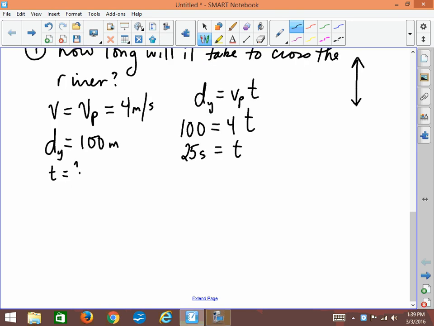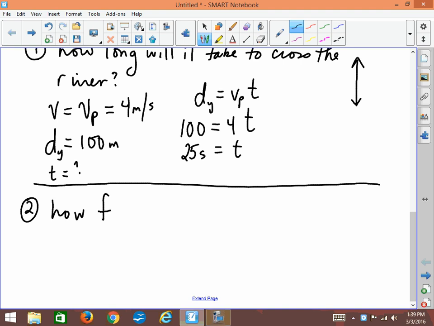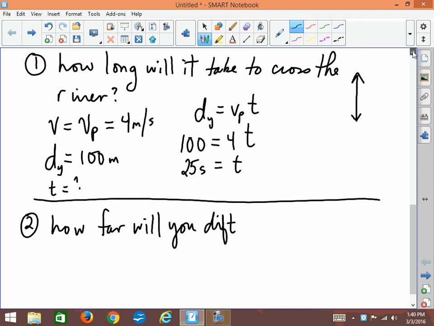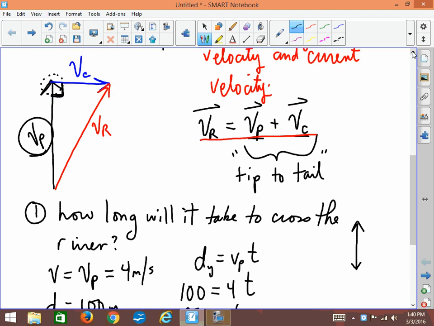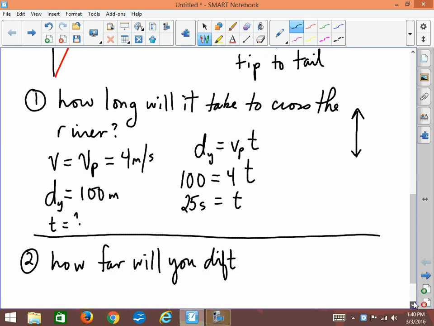The question we'll ask for that is question number 2: how far will you drift while you're aiming your boat straight across the river? Okay? And again, we talked about this before, so it shouldn't be too bad. If you do try to aim straight across the river and follow the black line, where you're pointing your boat, the current is going to push you a little bit to the right. And the red line is the actual path your boat would take if you were watching from the shore. So, let's go and figure out how far we will drift.